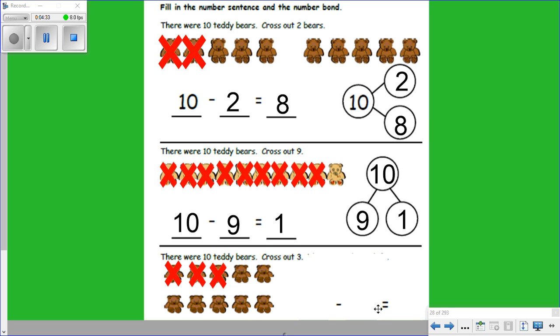So let's fill in the equation. What number do we start with? Good, 10. 10 is our starting amount. 10 is the whole number. Minus, how many did we make disappear? Did we cross out? How many? 3. Equals, now we need to count what's left. 1, 2, 3, 4, 5, 6, 7. And 7 is left. So our equation is 10 minus 3 equals 7. Good job.